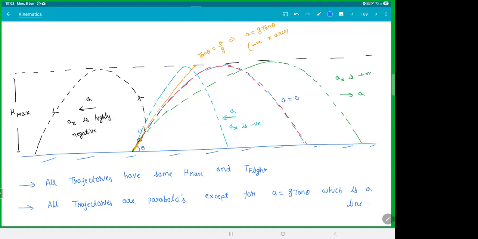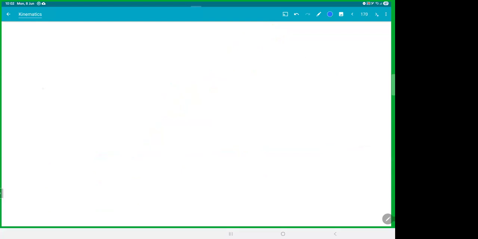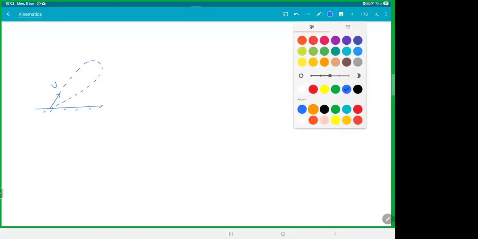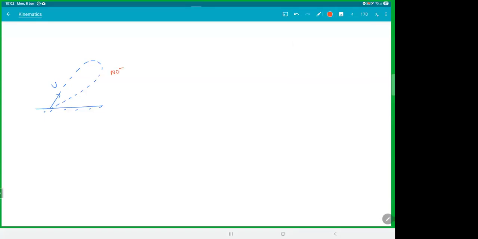Now, when I say it comes back, what people generally think of is like this. They think you projected with U, this will go like this and it will come back like this. This is a general perception. Some people think like this. Now, in real life, it might happen because of air resistance. But this is not possible. This will never happen. This is not a parabola. This is not a straight line.